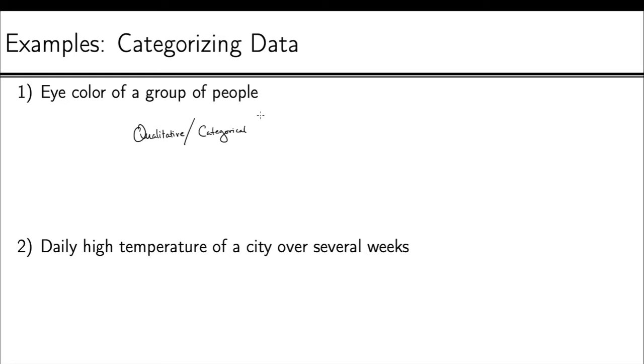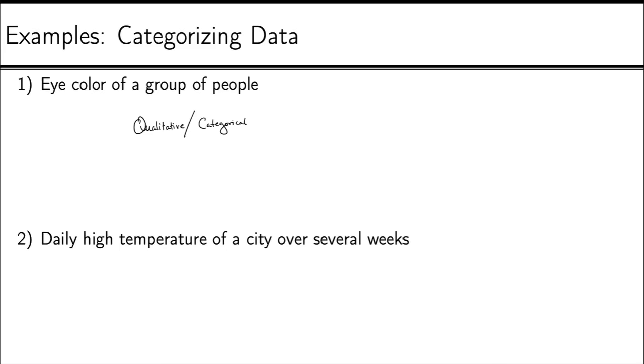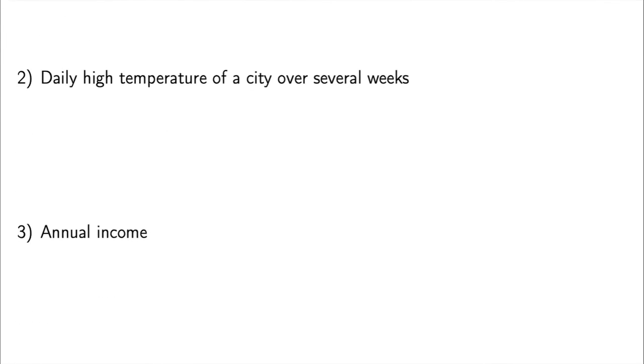Next, we're looking at the daily high temperature of a city over several weeks. And the high temperature is going to be described by a number. Our question is, can we do things with numbers of temperatures, and is it meaningful the way that we can do different calculations? With 70 degrees versus 80 degrees, that 10 degree difference has a concrete meaning. We would know exactly what that means.